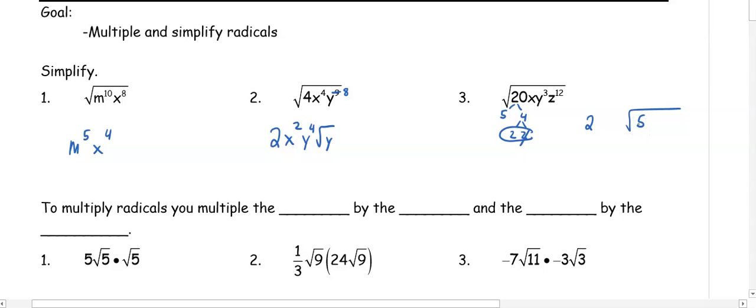Now, x just has an exponent of 1, so that stays under the radical, and there's nothing to divide, because if I took away 1, I'd be at 0. Y is an odd exponent, so we keep 1 underneath. That changes to an exponent of 2. Half of 2 is just y to the 1st, which we can write as y. And then z to the 12th, that's an even number, so when we cut that in half, we get z to the 6th.